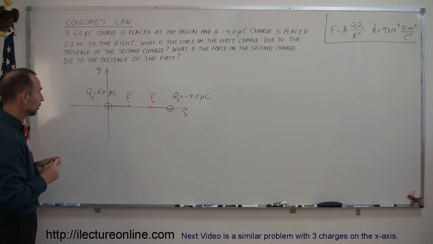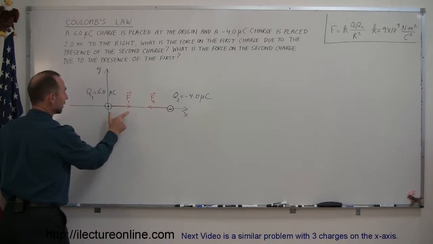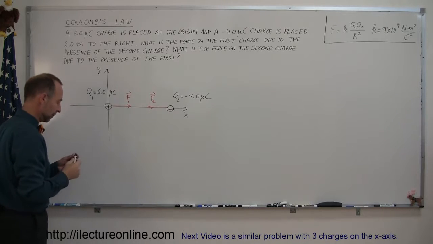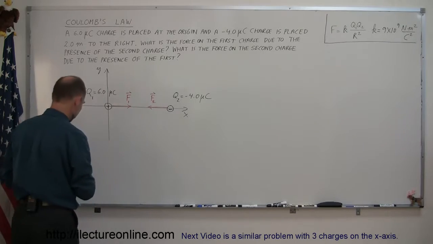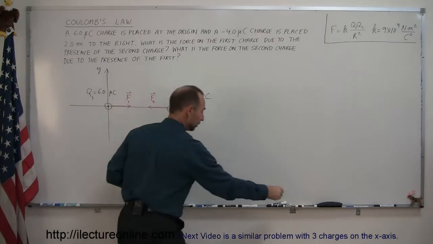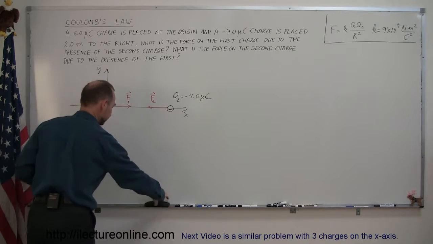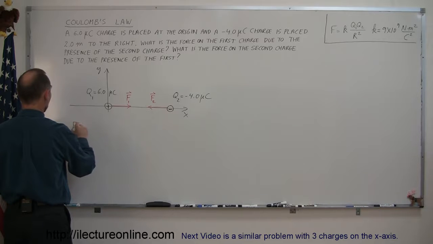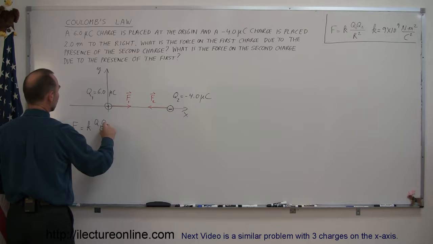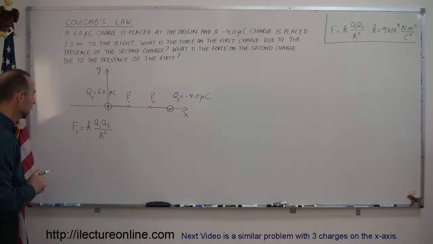All right, so now that we have at least got a visual picture of what's going on, now we have to find the magnitude of this force F1. And so to find the magnitude, we can use Coulomb's law. I'm going to get rid of a little bit of this line here to give me some more room. There we go. So using Coulomb's law, we can say that the force on 1 is equal to K times Q1, Q2 divided by the distance between them squared. All right.